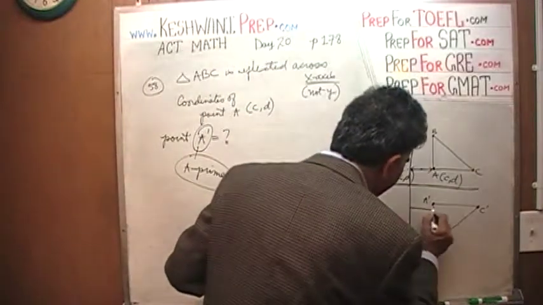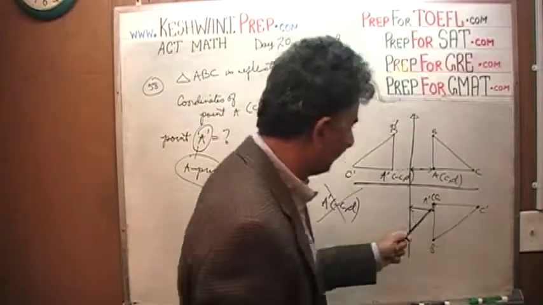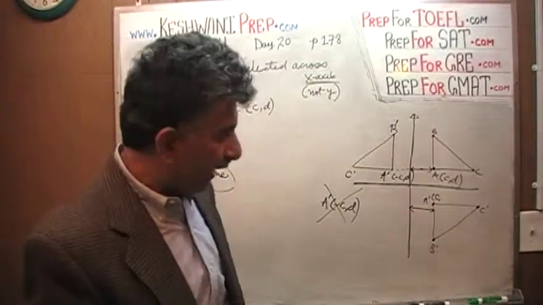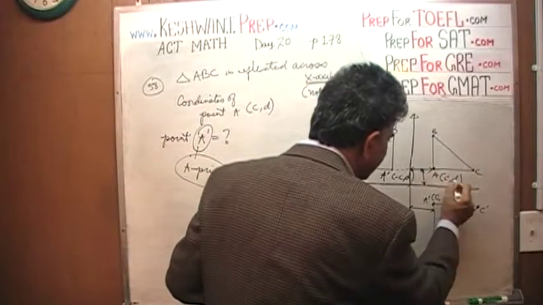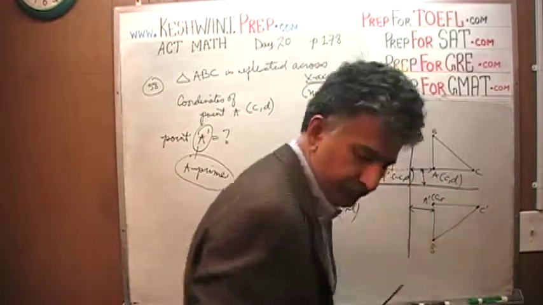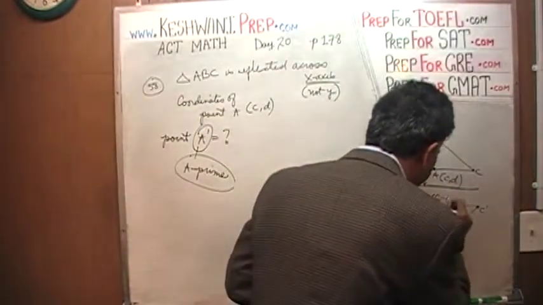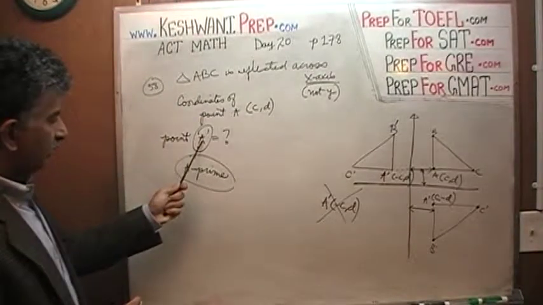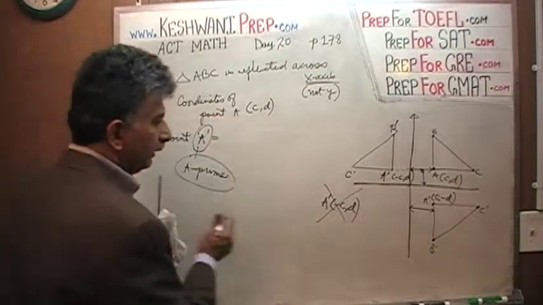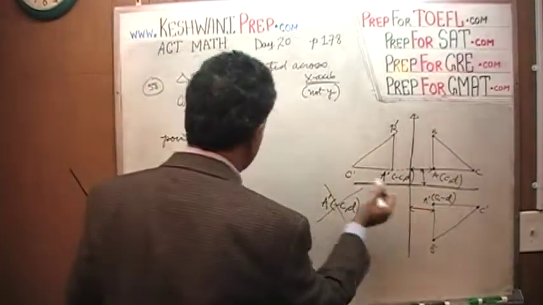This is still the same distance. So the x coordinate of A prime is the same as before, which is C. But the y coordinate, whatever the y distance was here, which was D, here it is going to be negative. Same distance but negative. There you go. So the coordinates of point A prime are going to be positive C and negative D.